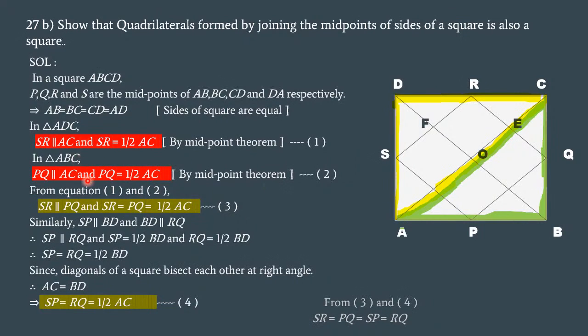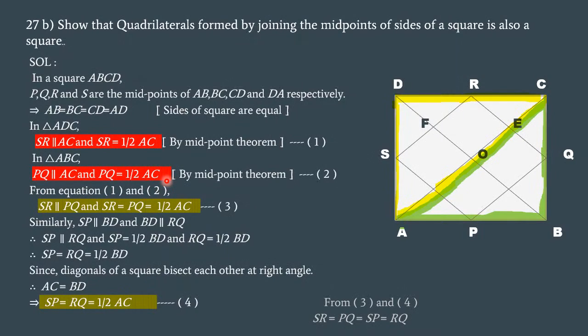Now from the first and second equation we get that SR is parallel to PQ, because SR is parallel to AC and PQ is parallel to AC. So SR will be parallel to PQ. Now SR is equal to half AC, PQ is equal to half AC, which means that SR is equal to PQ, which is equal to half AC.